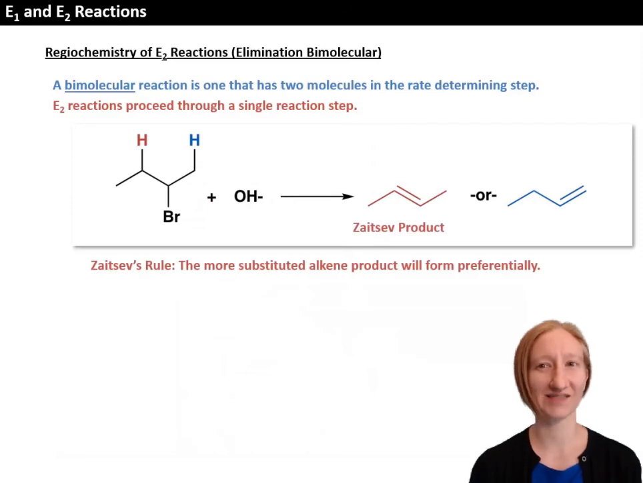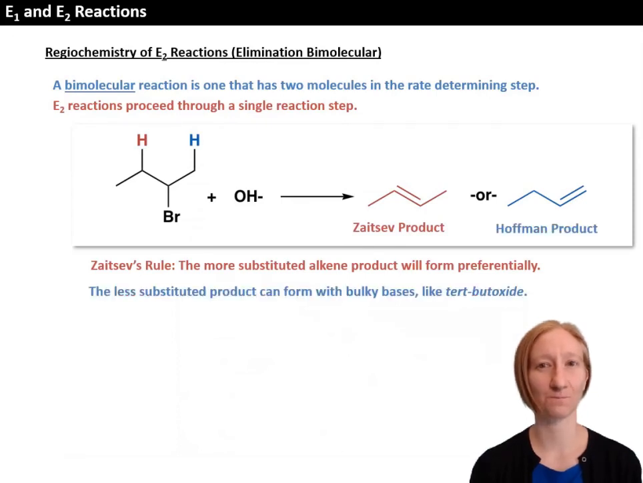In contrast, if we wanted to make the less substituted alkene product, we can do that using a very bulky base. A very bulky base cannot so easily deprotonate the beta hydrogen in the more substituted position, and instead will favor deprotonation of the less hindered beta hydrogen. Here, the one in blue. And this will lead to preferential formation of the less substituted alkene product. This product, formed with the use of a bulky base, is often called the Hofmann product.